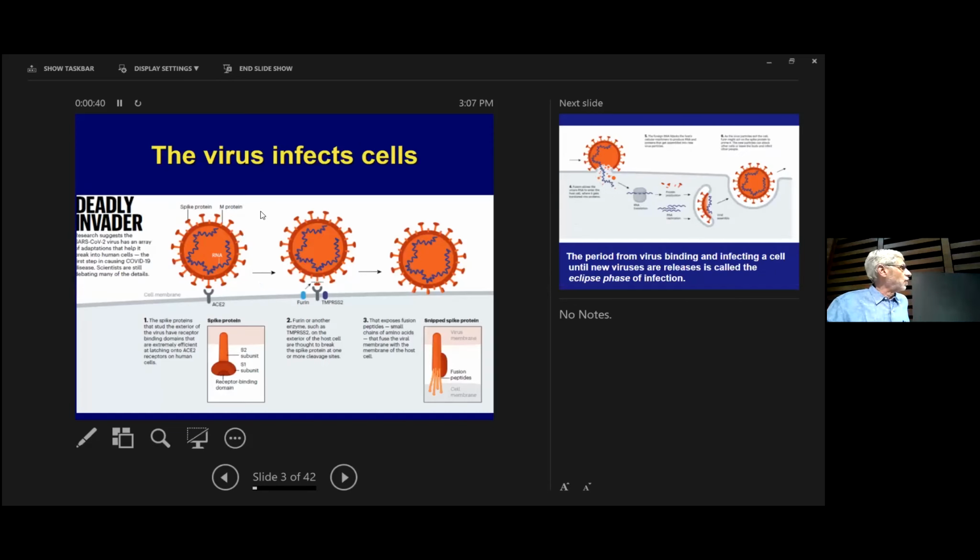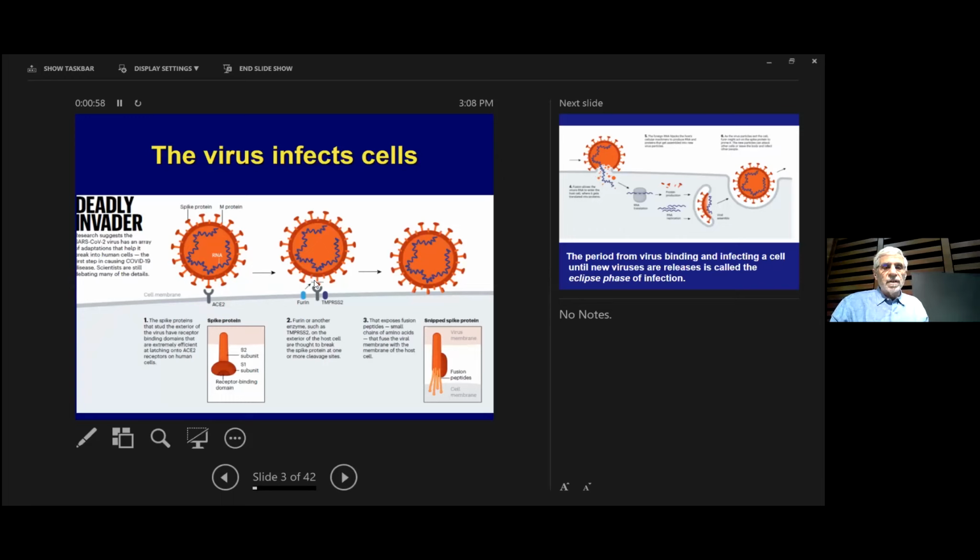And here's just a cartoon of that. So here is a cartoon picture of the virus with the spikes sticking out. Here's an ACE2 receptor on a cell, like an epithelial cell in the nasal passages of the lungs.